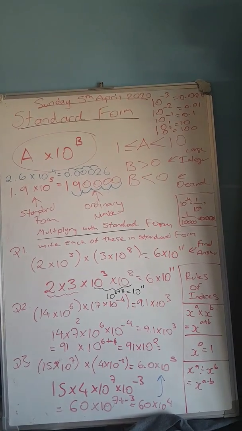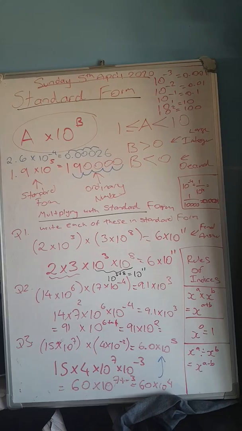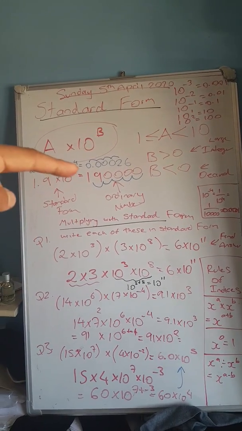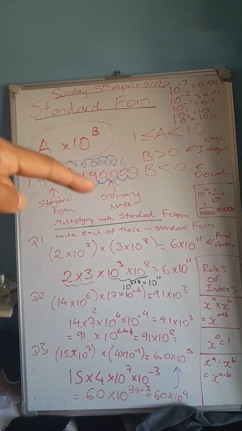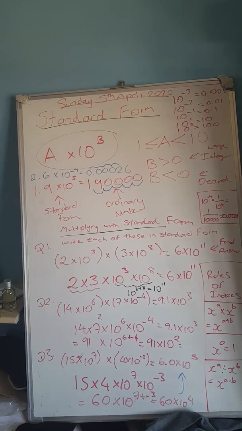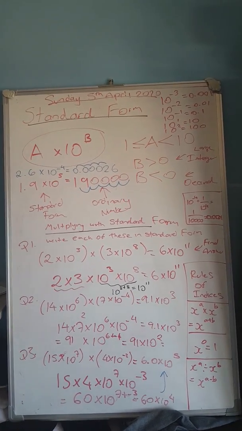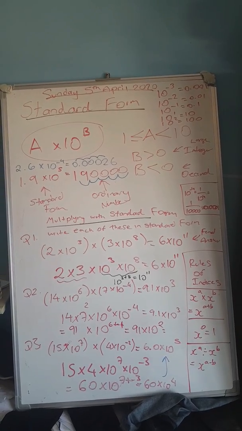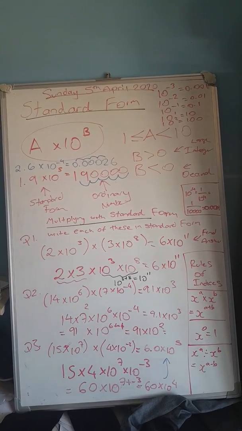and that is my answer in standard form. Okay, or the question might ask you to write it as an ordinary number. So if you look here, guys, these are what I call my ordinary numbers, and then these are the other ones that are written in standard form. Okay, so I thought I'd let you know about that. So that is a brief example of how to multiply with standard form.